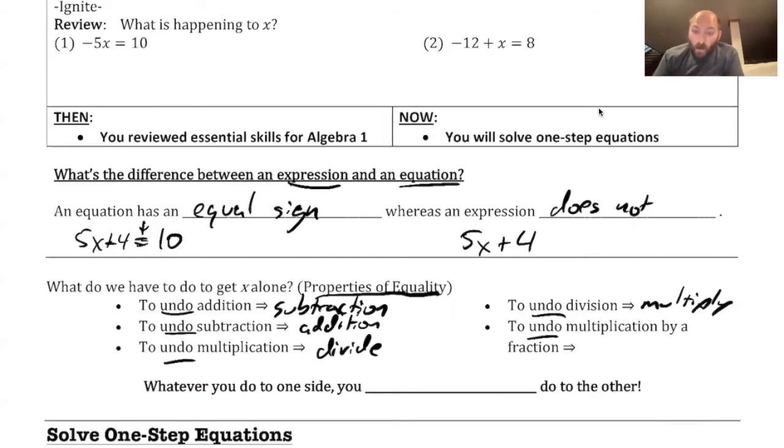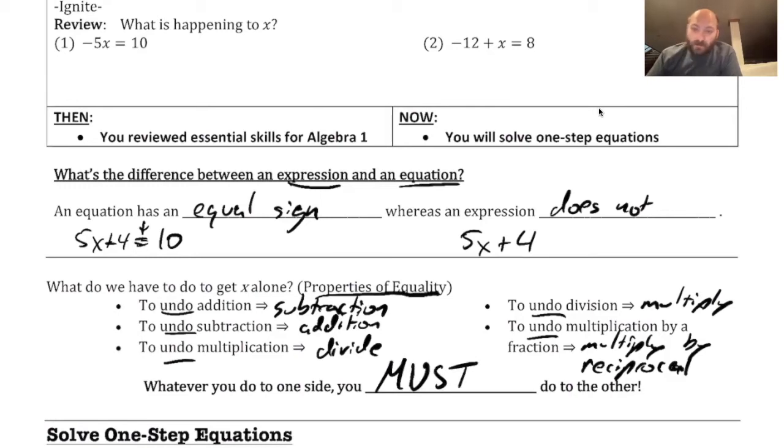The other thing to make sure we're aware of is if I'm doing multiplication by a fraction. If we want to undo that, we would multiply by the reciprocal. So instead of trying to divide by a fraction, we'll just multiply by the reciprocal. Again, the properties of equality basically state that whatever you do to one side of the equation, you must do to the other. In fact, I want to really highlight this. We're going to make that capital letters: MUST do to the other.